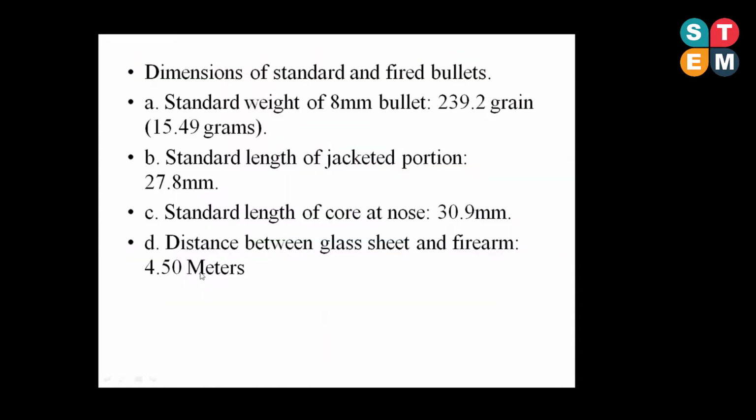Here we have used these dimensions. This is the weight of the 8 mm bullet, 239.2 grams. Standard length of the jacketed portion is 27.8 mm. Standard length of the core at the nose is 30.9 mm, and the distance between the glass sheet and the firearm is 4.5 meters.